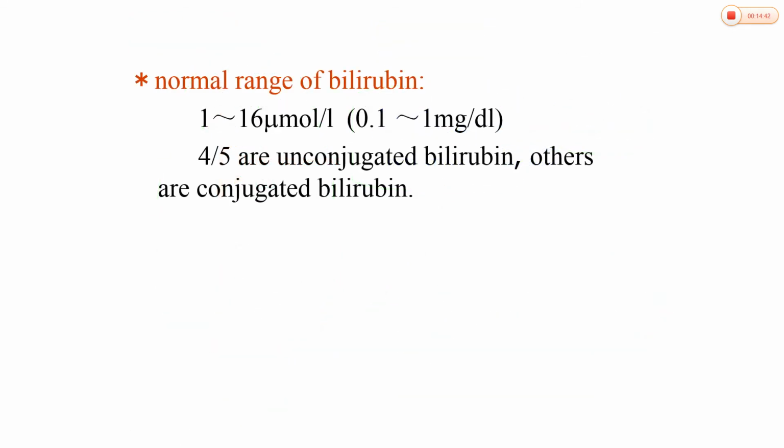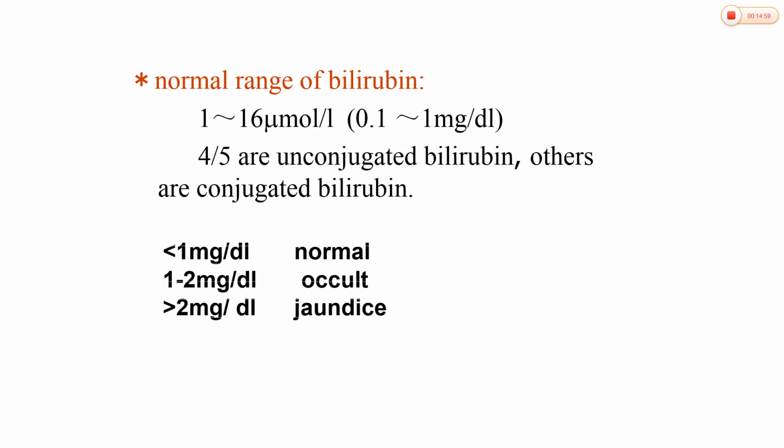So the normal range of bilirubin is 1 to 16 micromoles per liter. That means 0.1 to 1 mg per deciliter, and 4/5 of it is the unconjugated bilirubin, and the others are the conjugated bilirubin. The normal range is less than 1 mg per deciliter, whereas in the occult condition you have 1 to 2 mg per deciliter. More than 2 mg per deciliter leads to jaundice.